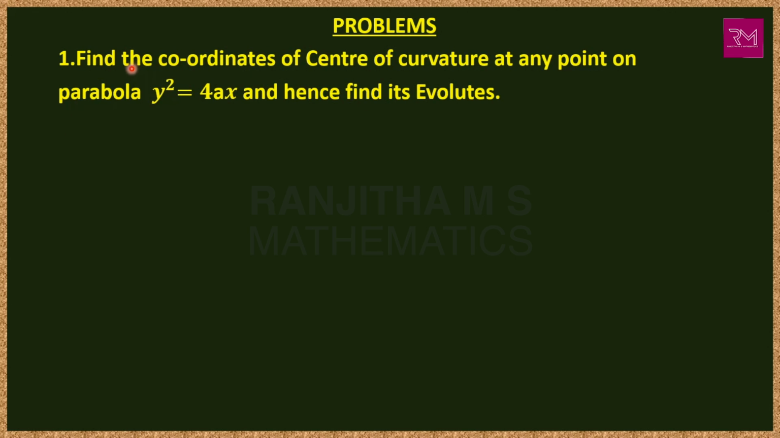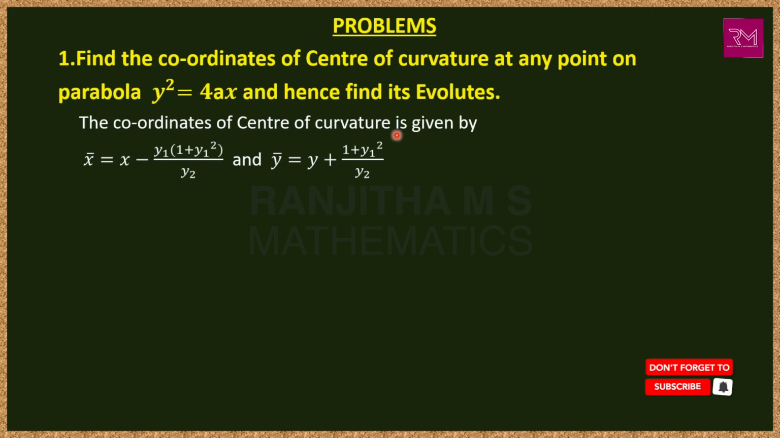Here they have mentioned in the question, find the coordinates of the center of curvature for the parabola y square is equal to 4ax, and hence find its evolute. We already know the coordinates of the center of curvature are given by the formula x bar is equal to x minus y1 into 1 plus y1 square by y2, and y bar is equal to y plus 1 plus y1 square by y2. Here first we have to find x bar. For that we require y1 and y2. Hence we have to find y1 and y2 first.